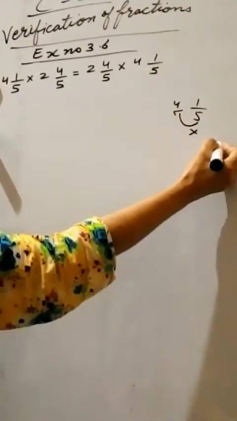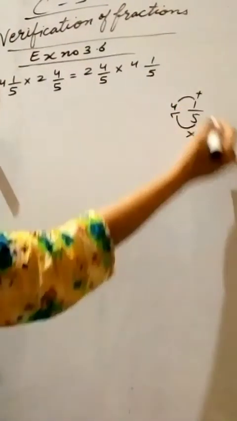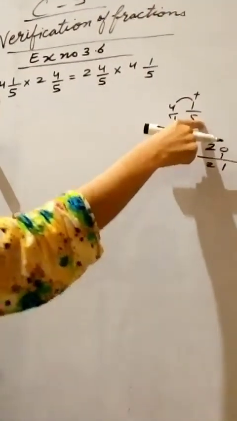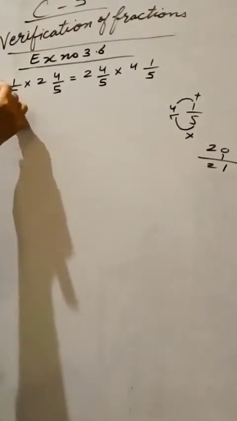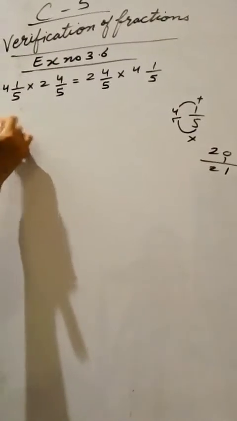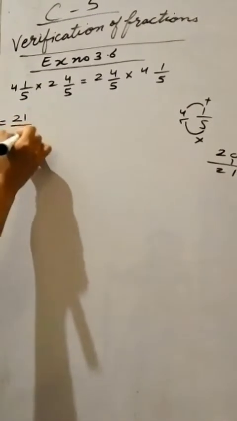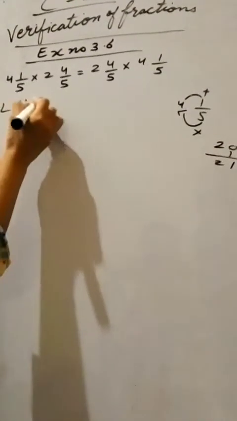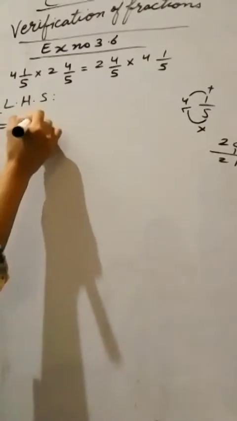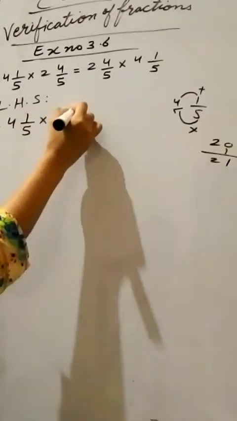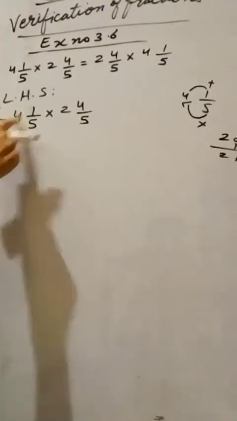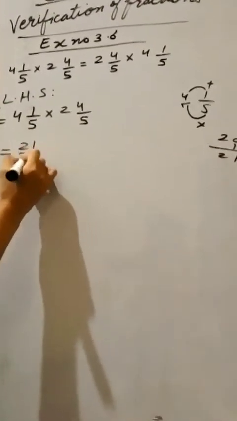5 4 times 20, and add the numerator 1, 21. But the denominator will always be the same. So 5 4 times 20, 20 plus 1, 21 divided by 5. First of all we have to take the left hand side. Left hand side is 4 1/5 multiplied by 2 4/5. Now we have to solve. 5 4 times 20, 20 plus 1, 21/5.